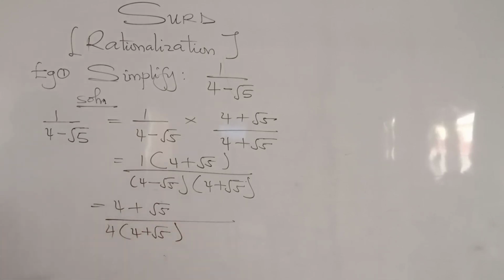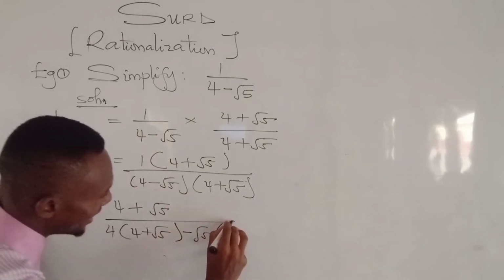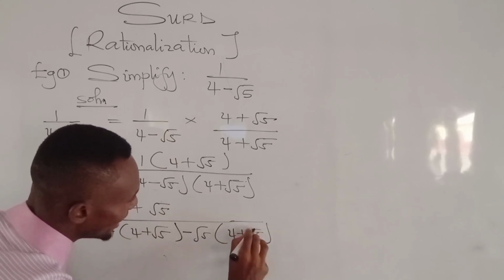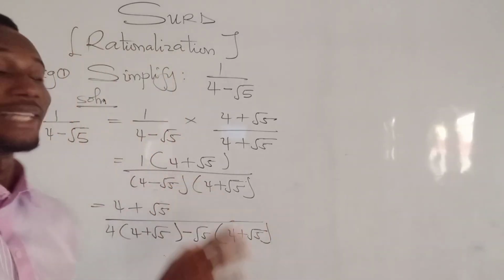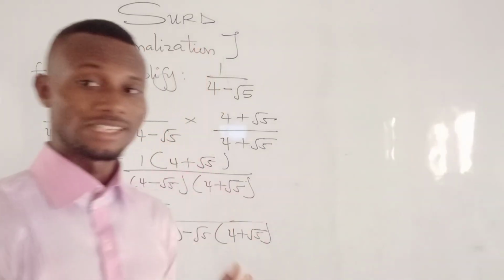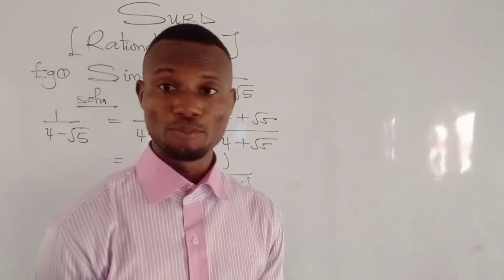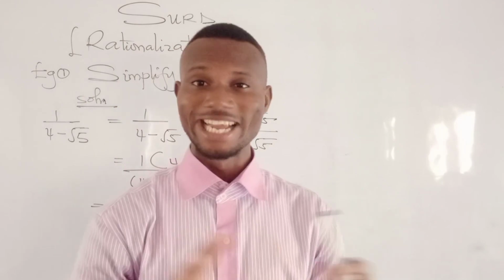Then I close my bracket. Then I'll take this minus root 5 also. It will multiply the last bracket, which is 4 plus root 5. Actually there's a short way of simplifying the denominator, which I'll teach you in other videos, which is the difference of two squares approach. Because I've not taught you difference of two squares, I'm not saying anything about it.